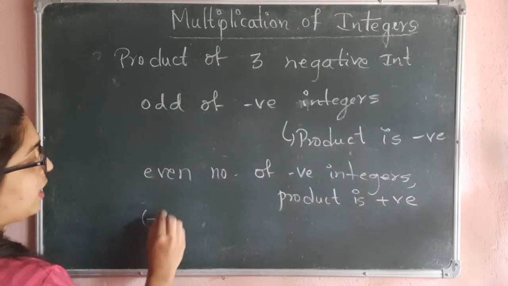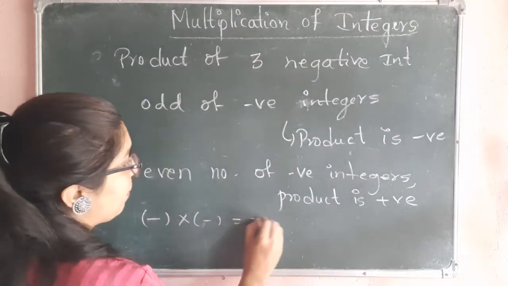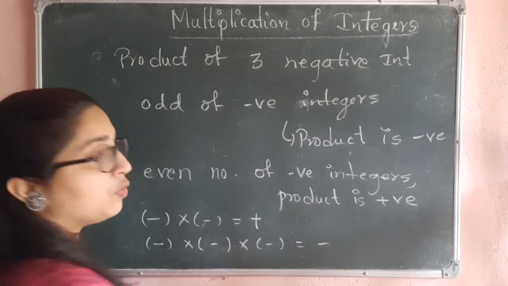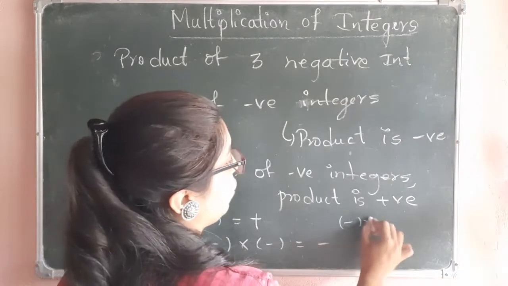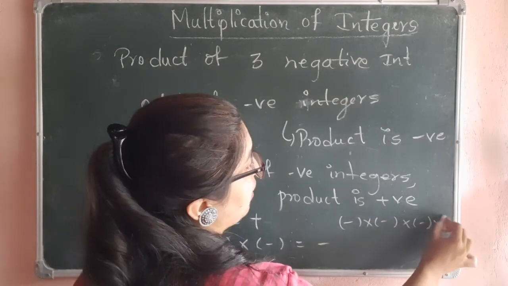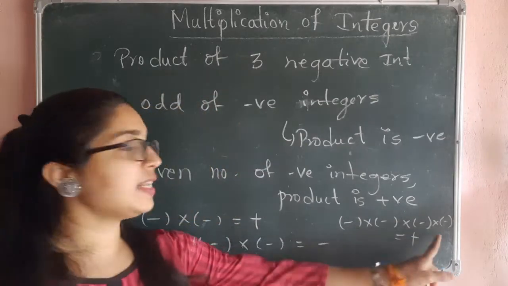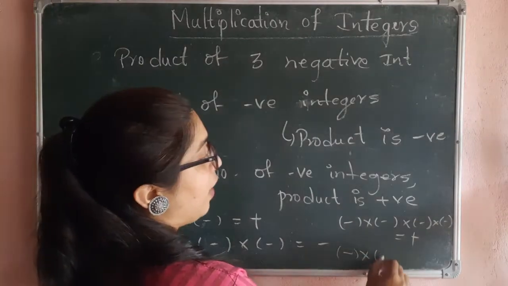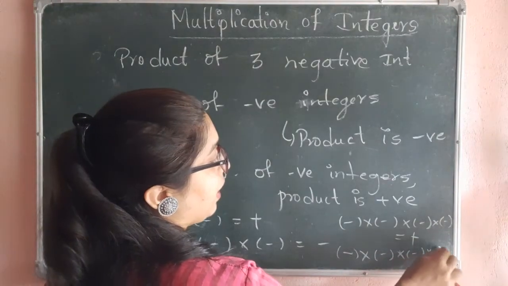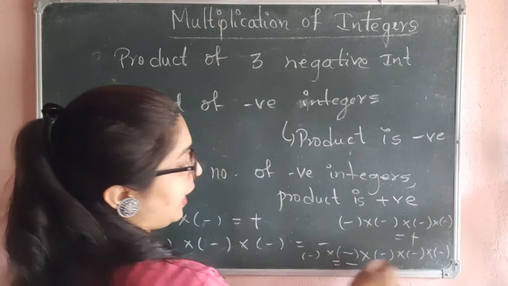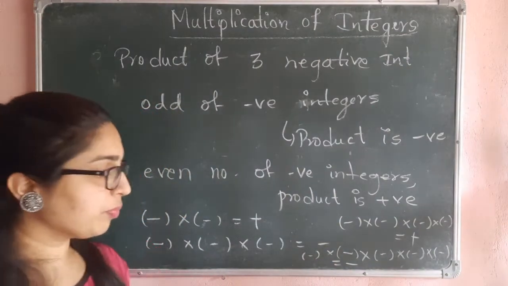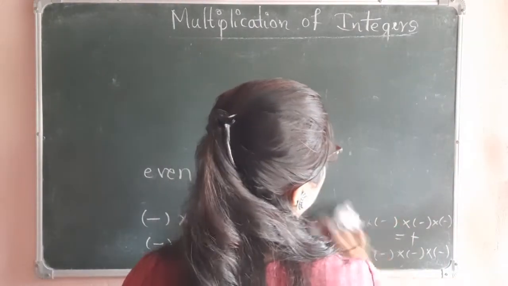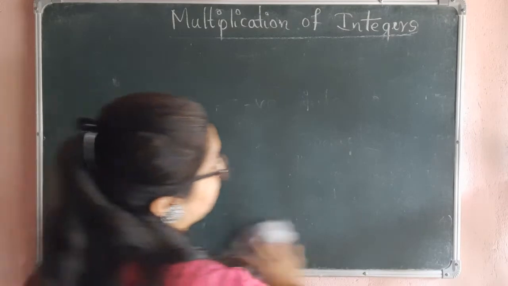So if you have minus into minus, that gives you plus. Minus into minus into minus, that will give you minus. Minus into minus into minus into minus, that will give you positive, because again it is an even number. This is even, this is odd. Similarly, if you have 5 negatives, that will give you a negative integer as the product. So this is the multiplication of 3 negative integers or more than that.